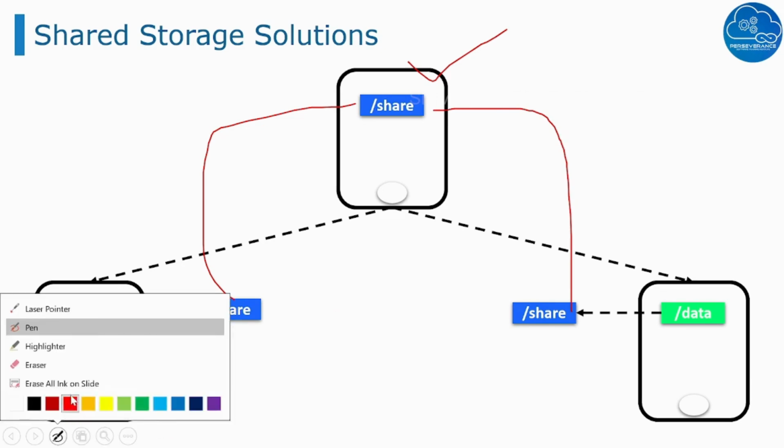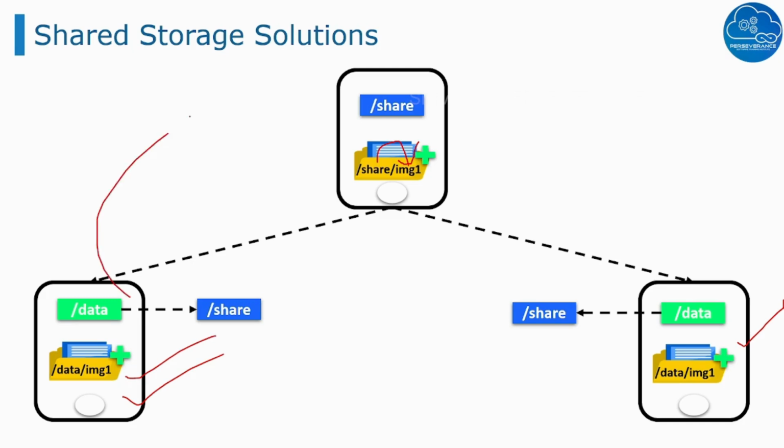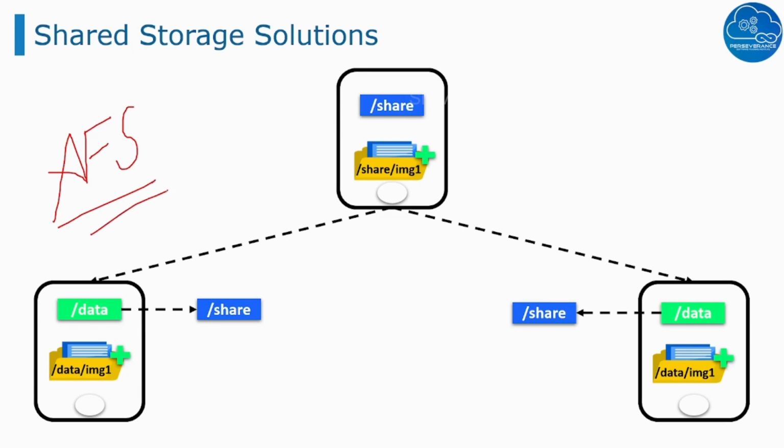Now the moment we add some data to the /share, if we add something like img1, image1, it automatically gets added here as well. It is vice versa: if you add something here, that will be duplicated to /share. This kind of system we need, and Azure has provided that kind of system using the Azure Files Share solution.